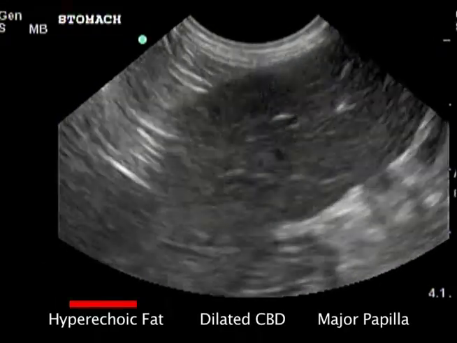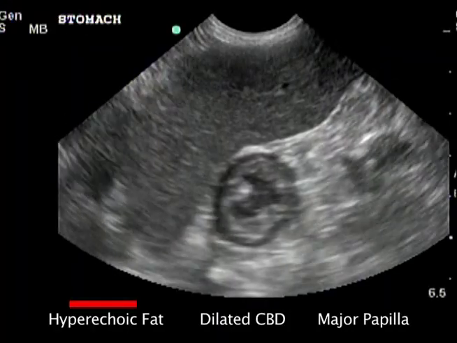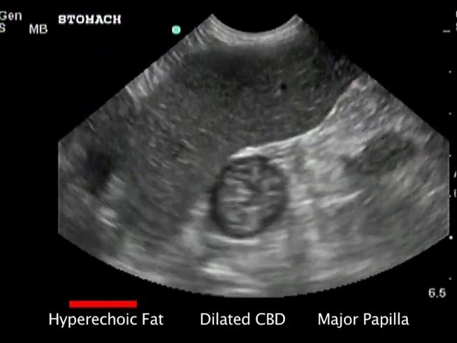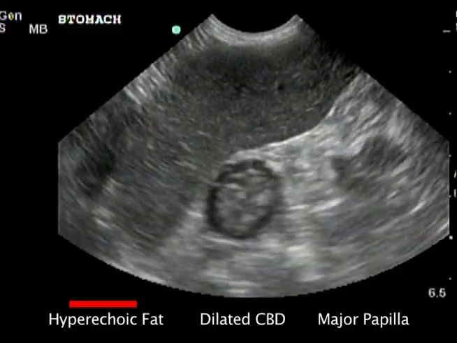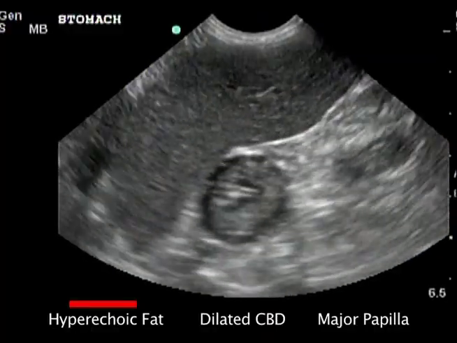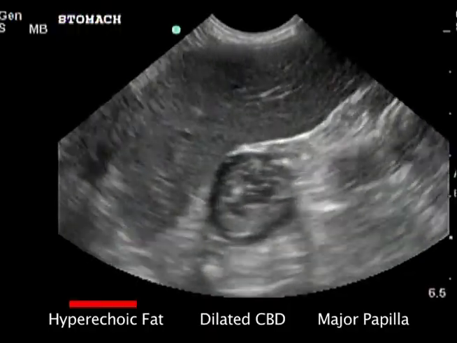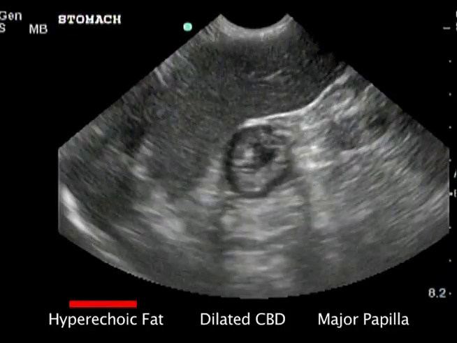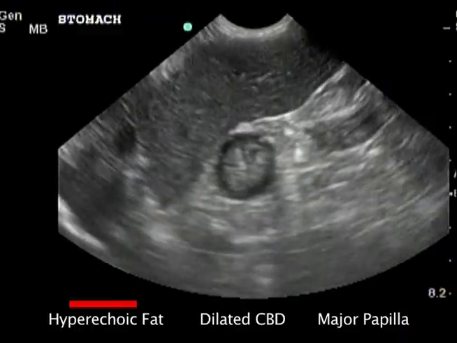The most common cause of hyperechoic abdominal fat in the cranial abdomen is pancreatitis, but it is not the only possible cause. Inflammation of any cause can result in hyperechoic abdominal fat in adjacent tissues.